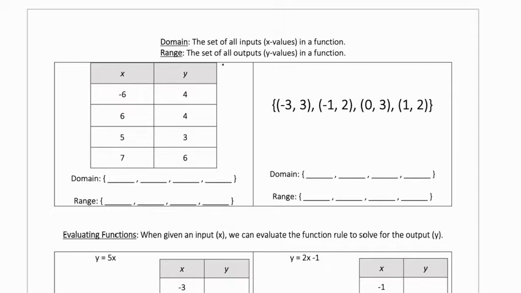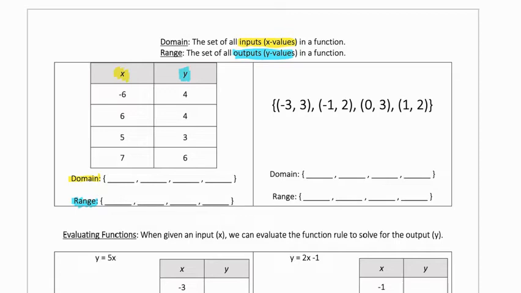So the domain is going to be the set of all inputs or x values in a function. So that's going to be all of the numbers that come first in your ordered pair or in your x column of your table. So here, we'll look for our x values to find our domain. Our range is the set of all outputs or y values in a function. So the y values that come from those x values that were put in get us the outputs, and that'll be part of our range.